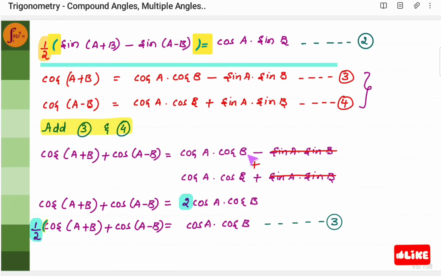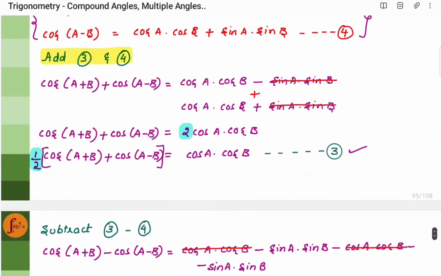You'll be left with cos a cos b two times. So 2 cos a cos b is equal to cos(a+b) plus cos(a-b), that is, you're adding these two. Now you take 2 to the other side. It will become half. Half of cos(a+b) plus cos(a-b) is cos a cos b, right? So we got the third formula also.